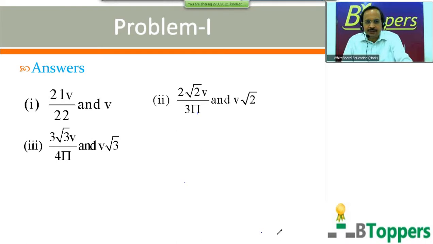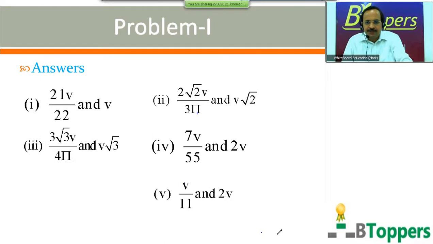For the third question, you get the answers as 3 root 3 v by 4 pi and v root 3. It means the magnitude of average velocity is 3 root 3 v by 4 pi and the magnitude of change in velocity is v root 3. For the fourth question, you get the answers as 7v by 55 and 2v. For the fifth question, you get the answers as v by 11 and 2v. In case you already got the answers, it's okay.